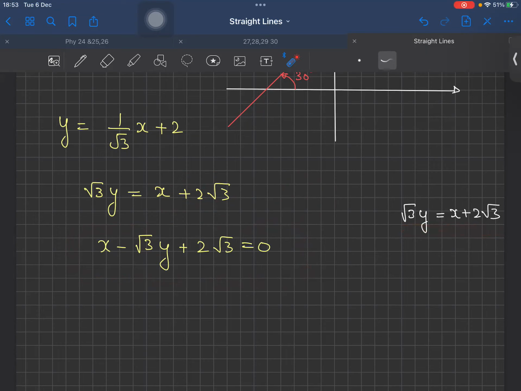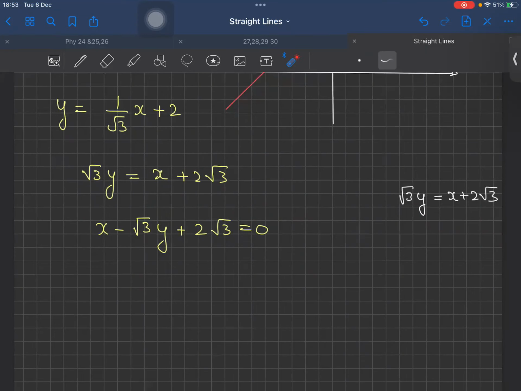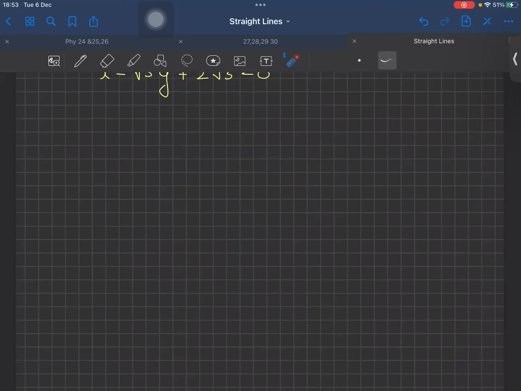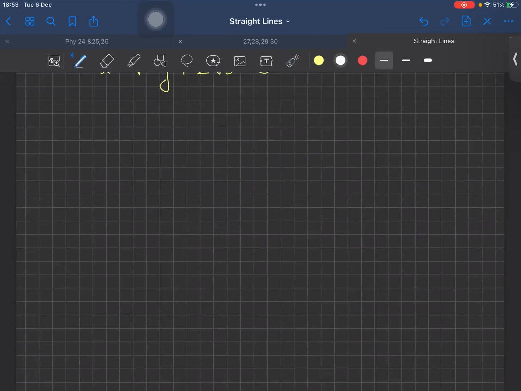So let's understand the normal form. Have you studied this normal form in your school? Is straight line over now in school? It's going. Okay, normal form. Let's understand why we call it normal form.